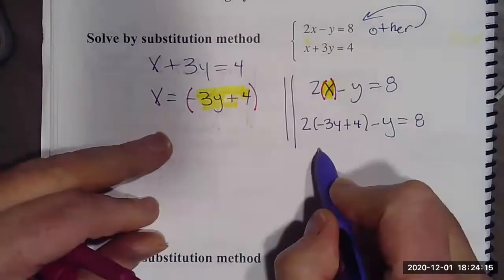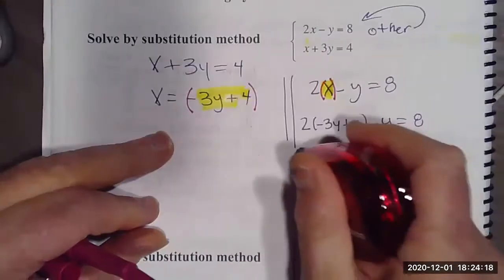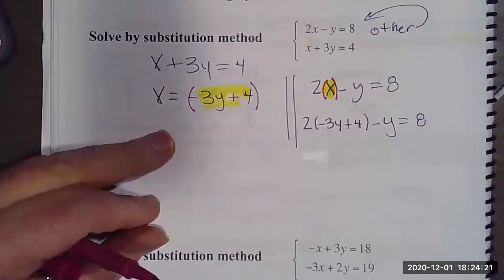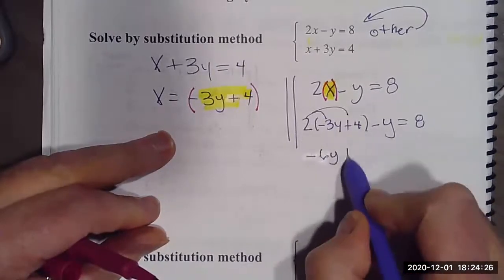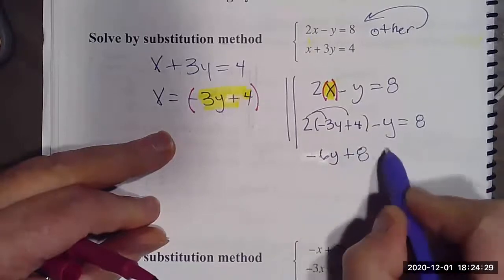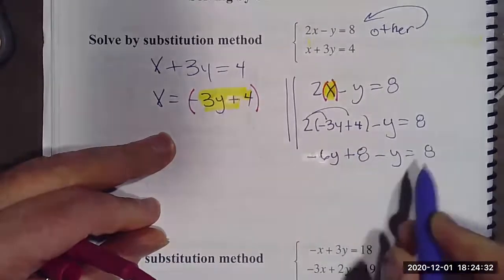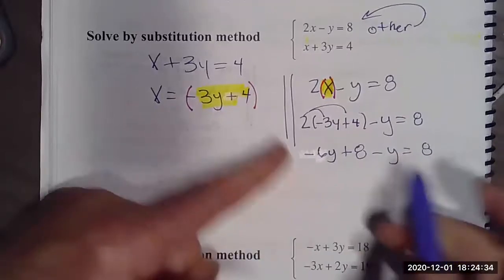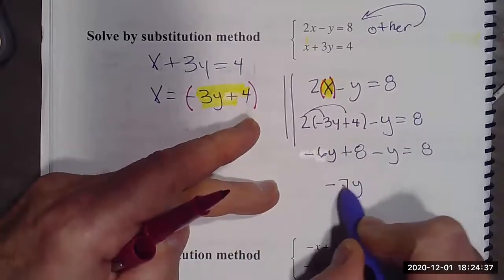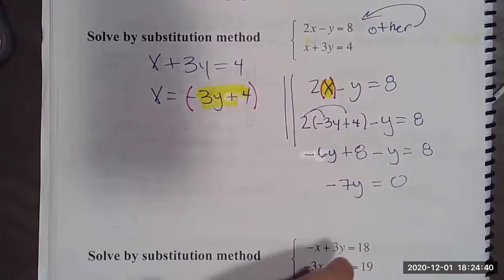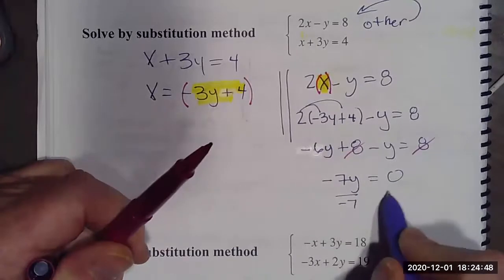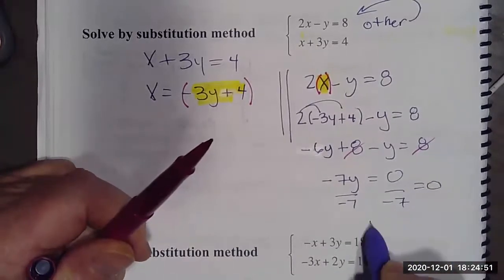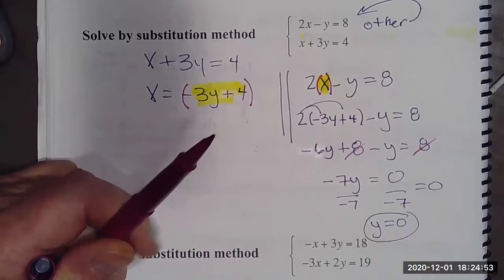Distribute. Okay, better. There you go. Distribute. Subtract y equals 8. Collect like terms. Minus 7y equals 0. See, the 8's going to go away. Okay, so divide by negative 7, divide by negative 7, still 0. Maybe y is supposed to be 0. Maybe. Okay, I'll come back to that.